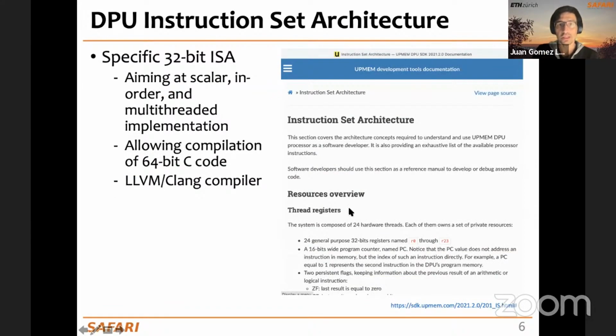Remember as well that the instruction set architecture of the DPUs is pretty rich. It's a 32-bit specific ISA, scalar and in order, designed for a scalar in-order and multithreaded implementation. Even though it's a 32-bit ISA, it also supports compilation of 64-bit C code.